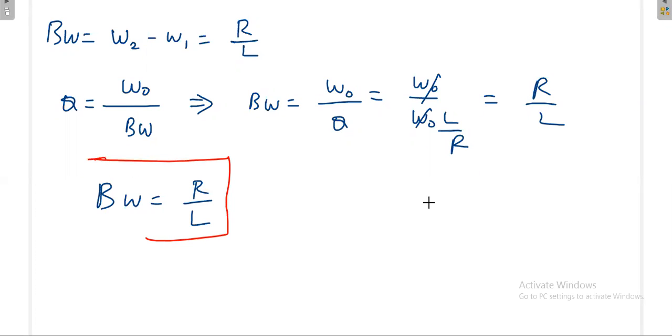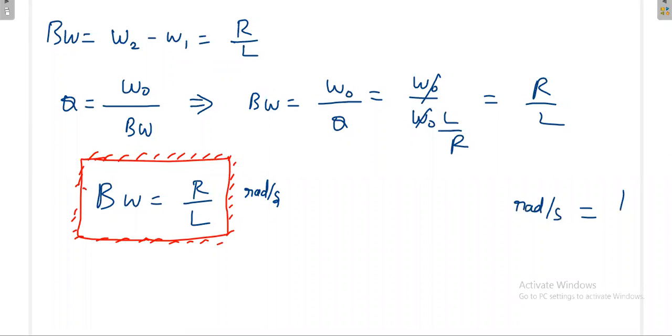You can convince yourself. Somebody tell me, the bandwidth I have calculated, is it in hertz or radian per second? What is the unit of this bandwidth? Here I am using omega naught, so this is radian per second. Radian per second is equal to 1 by second.